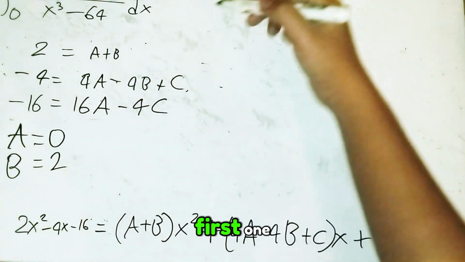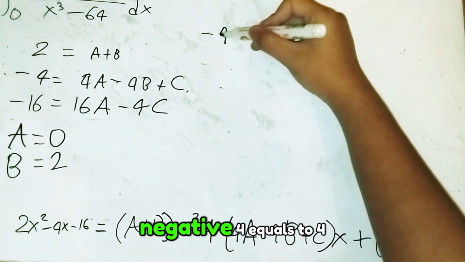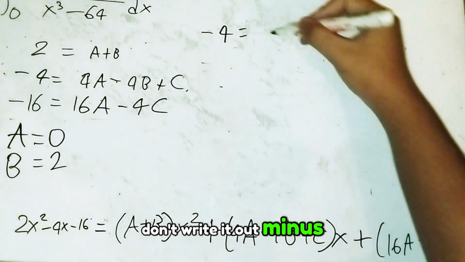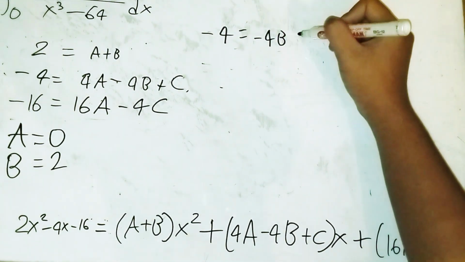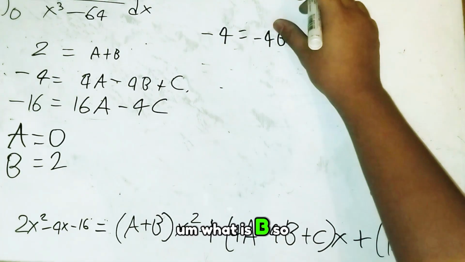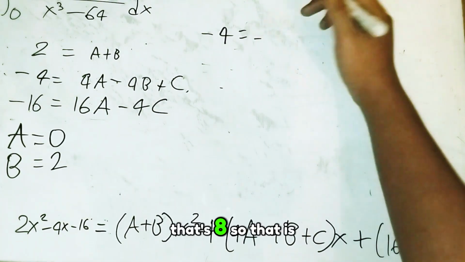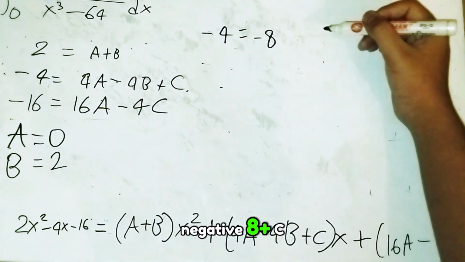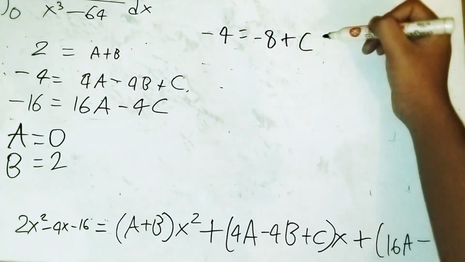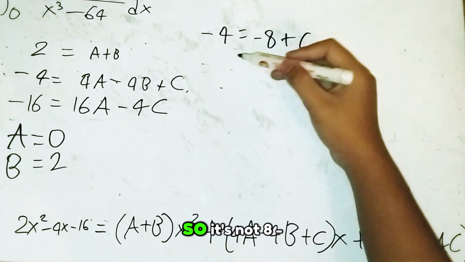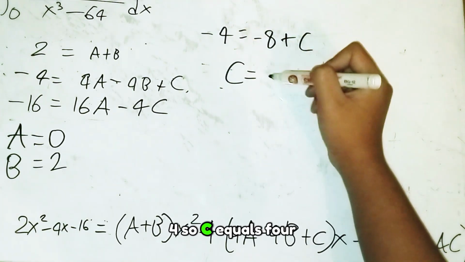So I'm going to use the first one. Negative 4 equals 4 times a, which is 0, so we don't write it out, minus 4b. What is b? So b is 2, right? What is 2 times 4? That's 8, so it makes negative 8, plus c. We remove the 8 over there, so it's not 8 minus 4, so c equals 4.